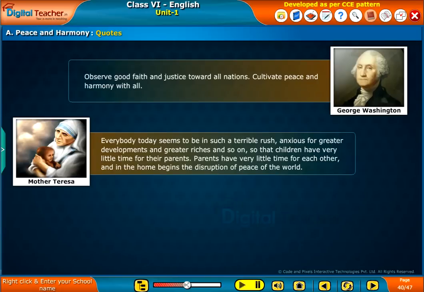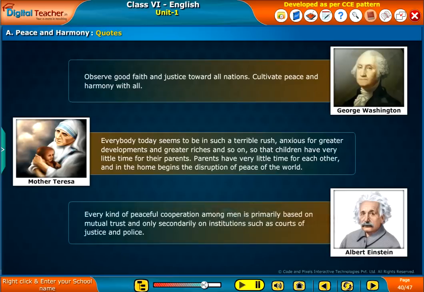Everybody today seems to be in such a terrible rush, anxious for greater developments and greater riches and so on, so that children have very little time for their parents. Parents have very little time for each other, and in the home begins the disruption of peace of the world. By Mother Teresa. Every kind of peaceful cooperation among men is primarily based on mutual trust and only secondarily on institutions such as courts of justice and police. By Albert Einstein.